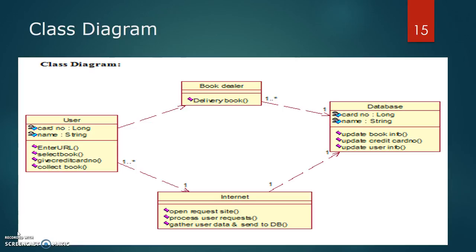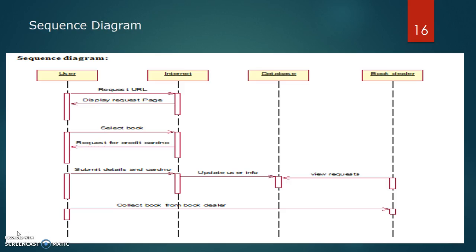And the operation performed by the book dealer will be delivering the book. From the class database, the attributes they use are the card number and the name, same as the user, and the methods they perform will be update booking information, update credit card number, update user information. And from the class internet, the actions performed will be open request site, processing the user request, and gathering all the information of the user and sending it to the database. And next will be the sequence diagram.